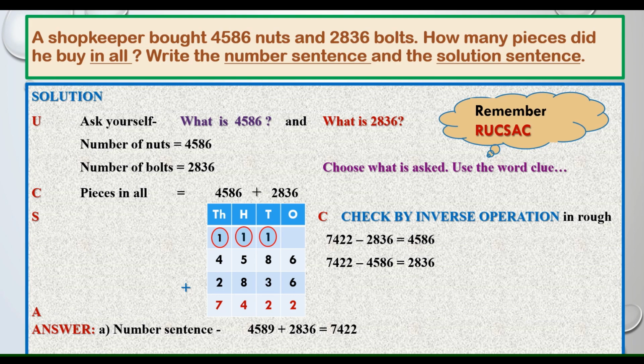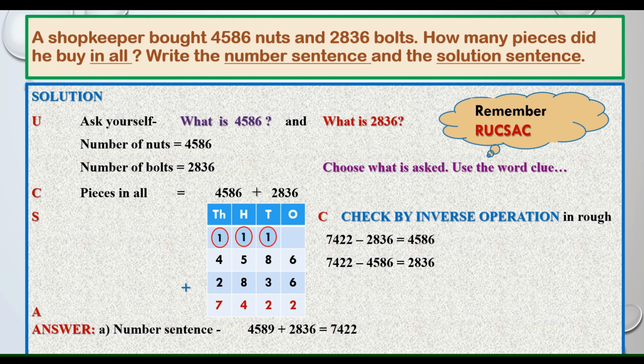And now we have to write the final answer. Again, in the question it is given, write the number sentence. So the first part of the answer is the number sentence: 4586 plus 2836 is equal to 7422.